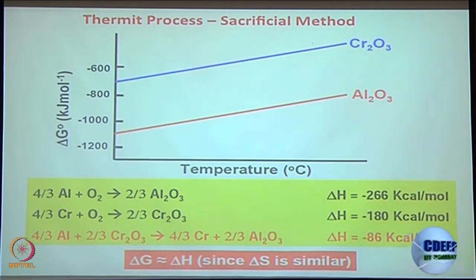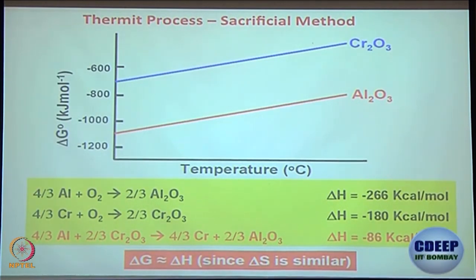Now, this is the reaction which is used in the Thermit process. All of you are familiar with the Thermit process, you have heard of it. Technically speaking, as I was telling, you can utilize aluminium to react with chromium oxide to get pure chromium, because from this Ellingham diagram you can see aluminium has a more negative delta G compared to chromium. So, chromium oxide can be converted to chromium by using aluminium, because aluminium oxide formation is more favorable than chromium oxide formation, right.